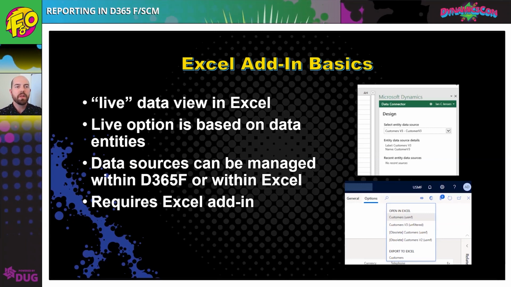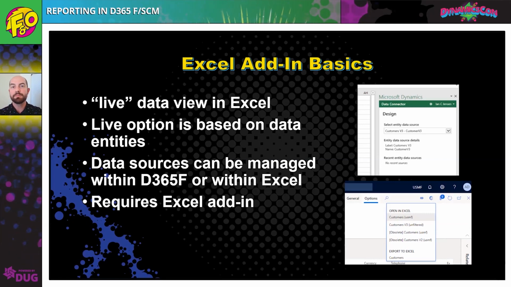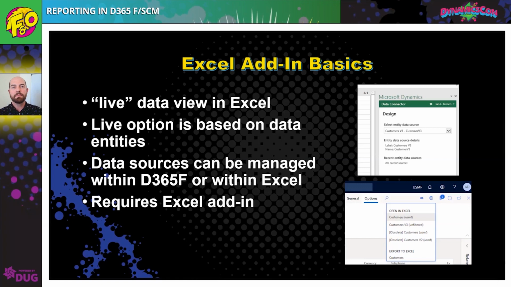So like I mentioned, the live option is based on data entities. The two screenshots here represent kind of the two consumption models. So most people are using this bottom approach where they go to the O365 menu, they pick their open in Excel option, and then an automagic Excel workbook pulls up with that connection already pre-populated. That's what I would call the push model of reporting Excel data in F&O. The pull model is that I open Excel, I go to the add-in, the Microsoft Dynamics Excel add-in, and I kind of pull the data. I pick my data source from that side and pull it. You can go either way.